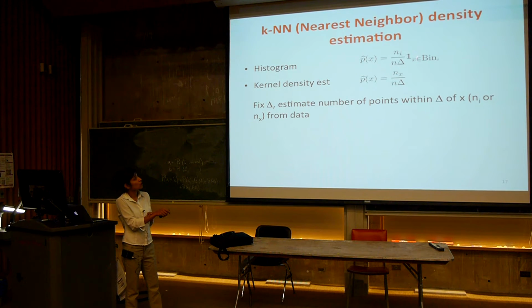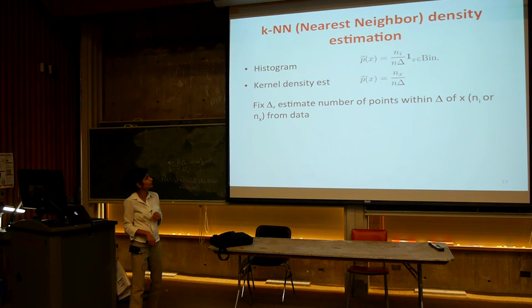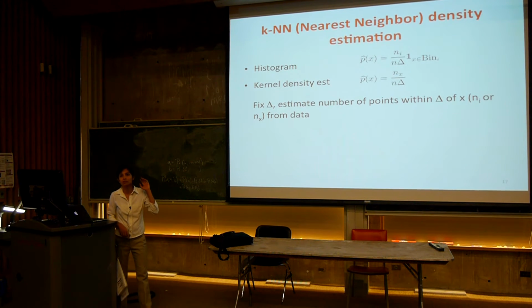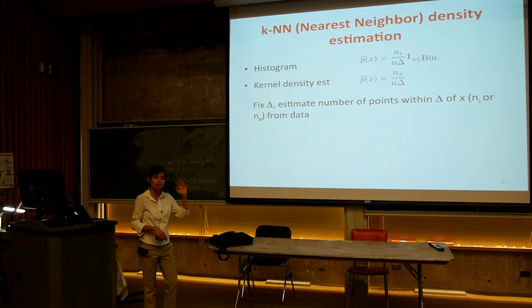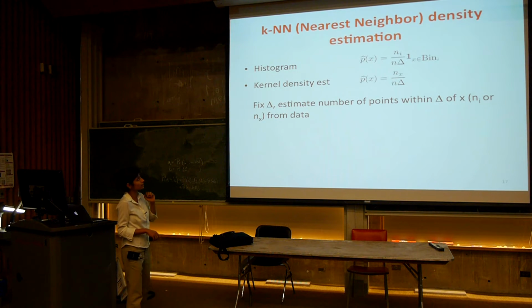Well, with histograms, we fix the bins, and we just counted the relative fraction of points that fall in each bin. With the kernel density estimate, we did the same thing, except that now the bin was centered at x. That's one way to think of it. And we count how many points lie within a certain distance of x, and divide by the total number of points. And of course, you're dividing by delta, because you don't want to estimate probability values, but densities, right?